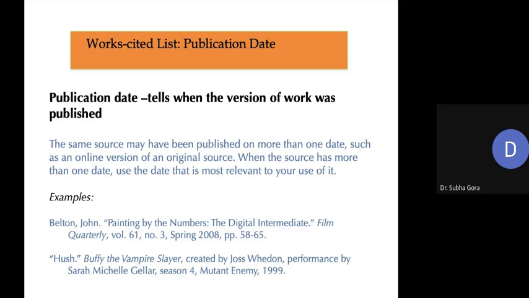Mutant Envy is the primary production company, right? So Hush, when was it released? 1999. So this way, what do you do? You create a general citation for a television episode. So you observe the publication date very carefully.